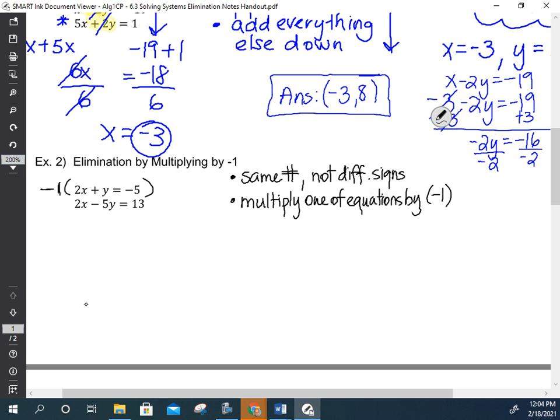Why did I pick the top equation? Because I felt like it. I could have done the bottom equation if I wanted to. So negative 1 times 2x, negative 2x. Negative 1 times y, negative 1y. Negative 1 times negative 5 is 5. The other equation comes down.